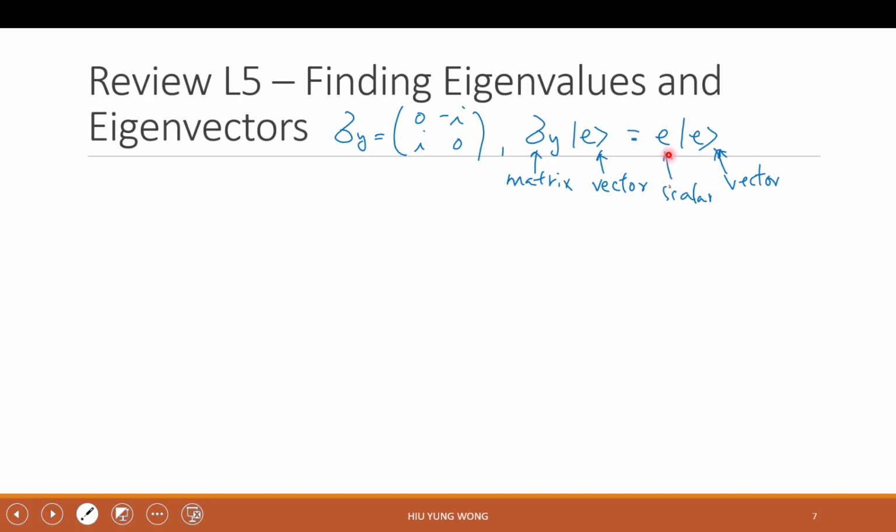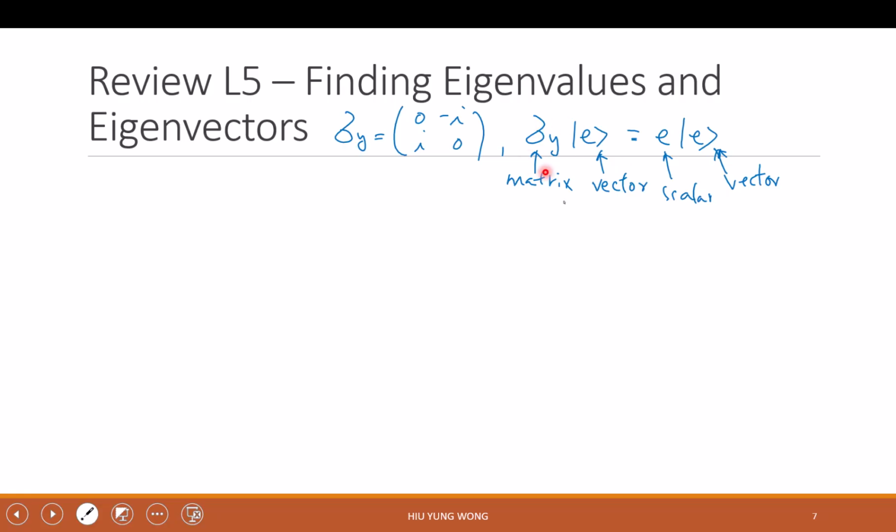This one, I did not tell you what it is. Yes, you can claim that it can be a matrix. That's fine, right? But in this context, it's a scalar. So is this correct? Matrix times vector equals scalar times vector. Any problem? Is this incorrect? You don't know, right? This is not incorrect, because scalar times vector is still a vector. Vector equals vector. So good, right?